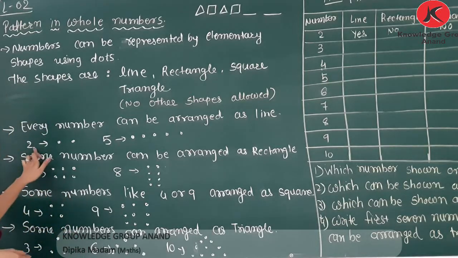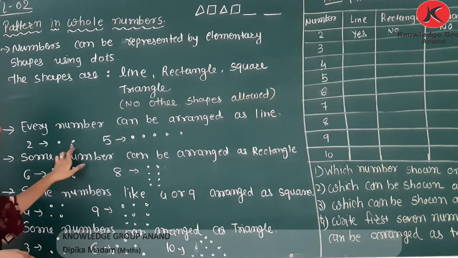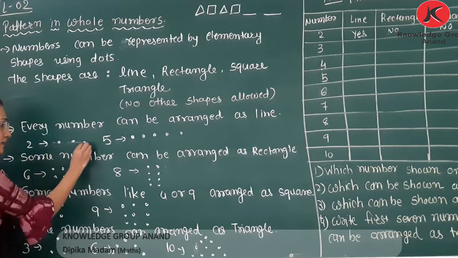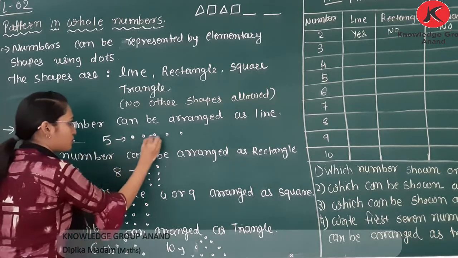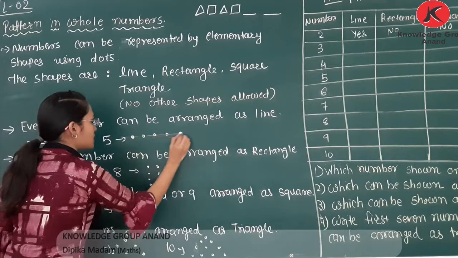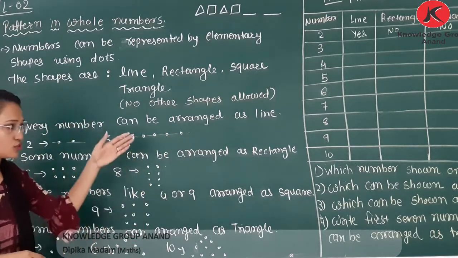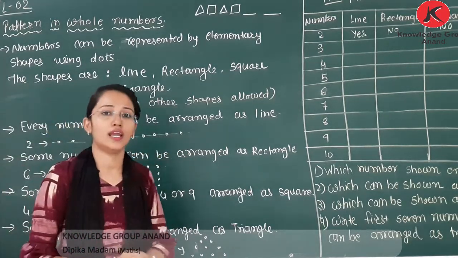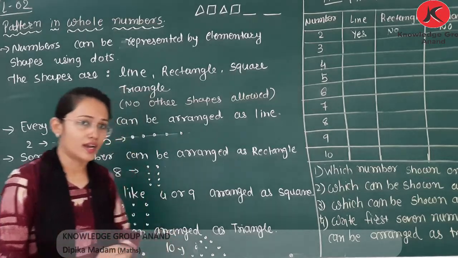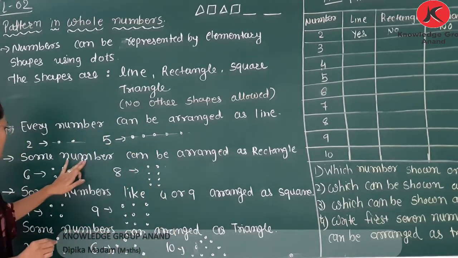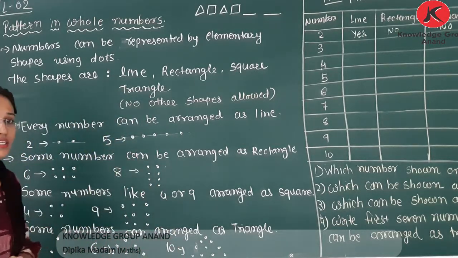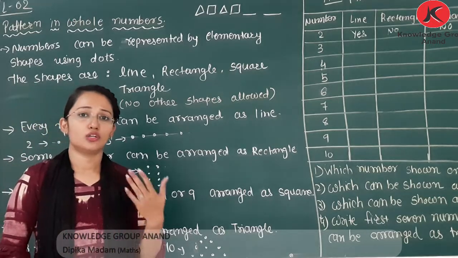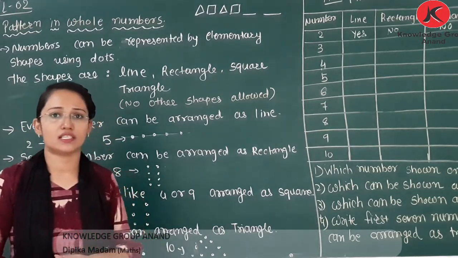So first, 2 can be represented as 2 dots. 2 dots is what? Line. 5, so 1, 2, 3, 4, 5 dots, it is a line. Same, 10 means you need to represent 10 dots in a line. That represents a line. Same, some numbers can be arranged as a rectangle. Some numbers' dots can be represented as a rectangle.